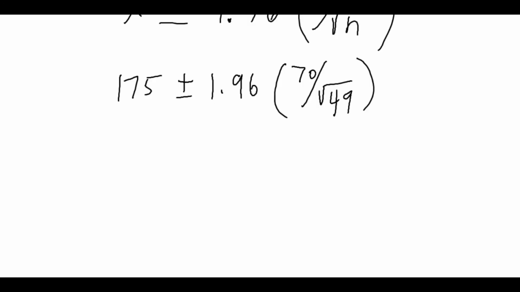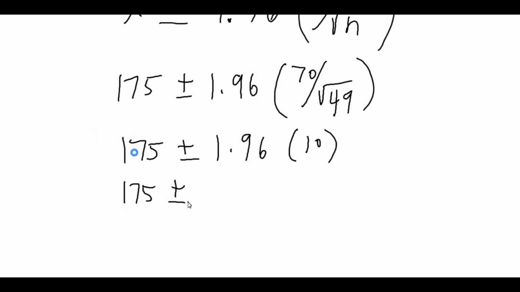Now we can simplify as follows. Let's leave the left side alone, 175 plus or minus. Let's leave the 1.96 alone. Now let's simplify the standard error, 10. All right, so we get 175 plus or minus 1.96 times 10, which gives us 19.6. So we can be 95% confident that the true mean falls between 175 minus 19.6 and 175 plus 19.6.